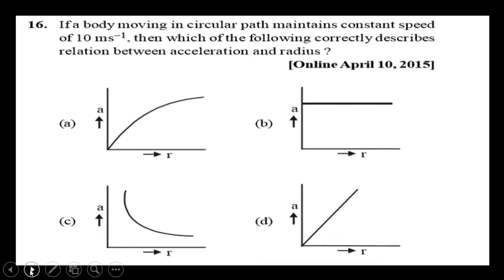If a body moving in a circular path maintains a constant speed of 10 meters per second, then which of the following correctly describes the relation between acceleration and radius? So let's do this question, guys. Again, pause your screen, 2 minutes, right?